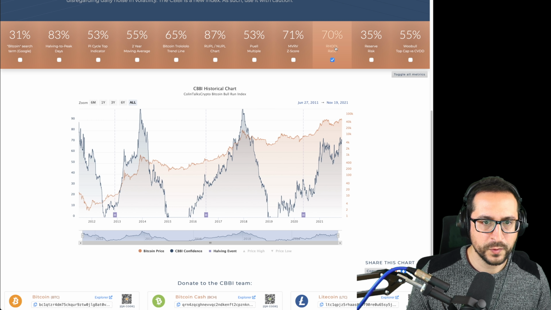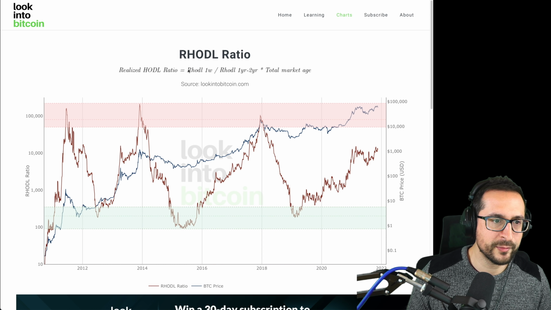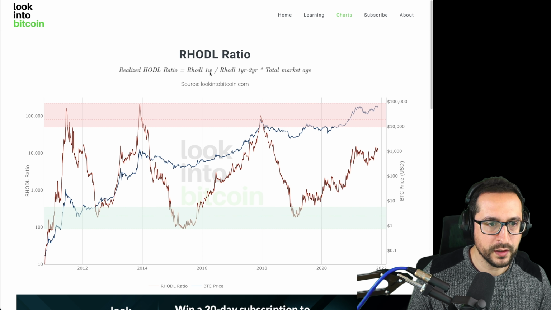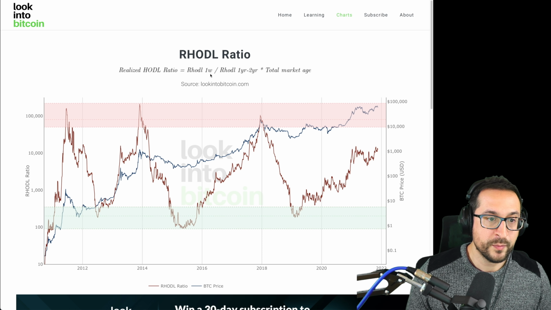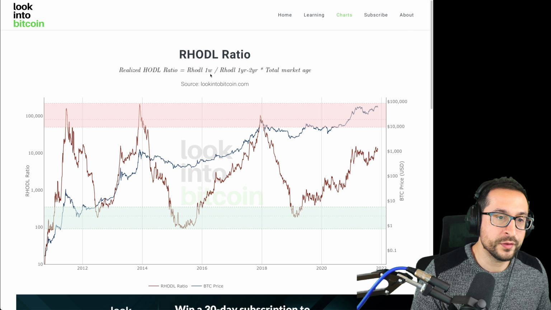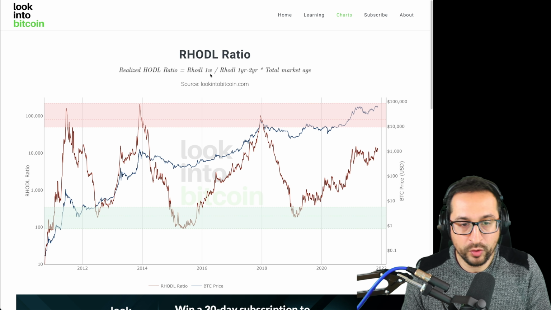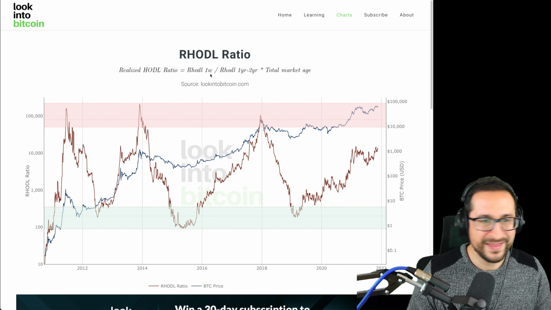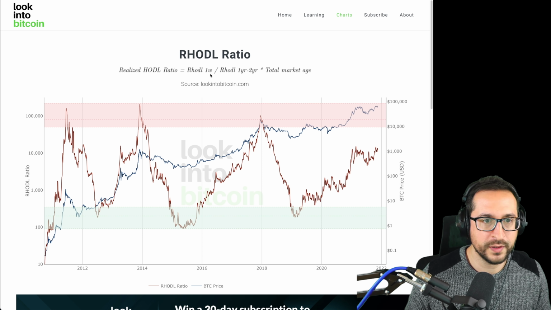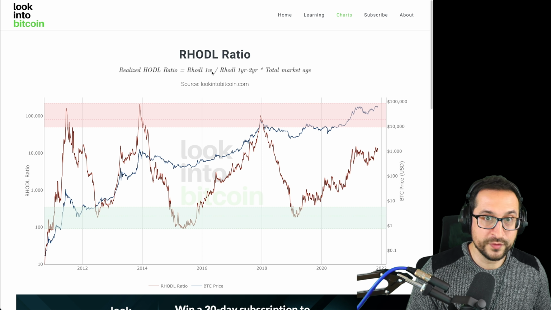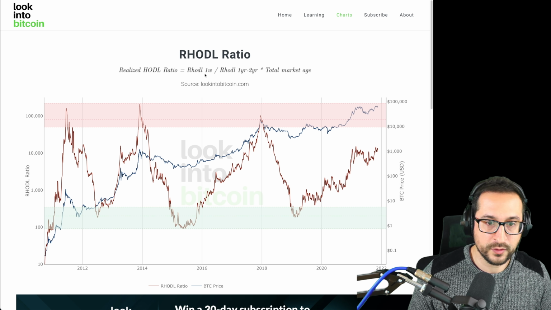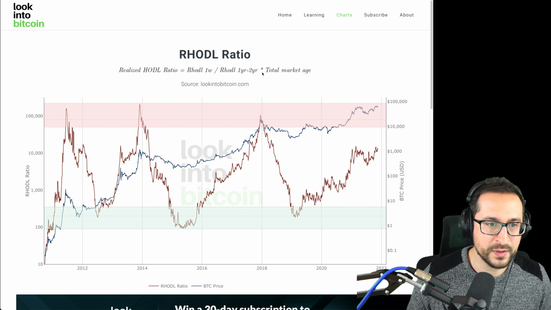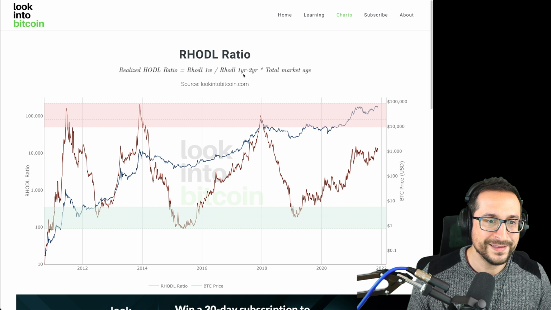from the perspective of RUPL. RUPL means realized hodling, and it's the ratio between the realized hodling of 1 week versus the realized hodling of 1 to 2 years multiplied by the total market age. And the idea behind this indicator is if the proportion of people hodling for a very short period is larger than the people that have been hodling for very long, excluding the dead wallets or the wallets that are lost and stuff like that, then it means that those funds are in weak hands and ready to be dumped. So we don't want the weak hands to hold Bitcoin because they can dump on us. Whereas if there's a majority of people hodling for a long time, that gives us more safety.